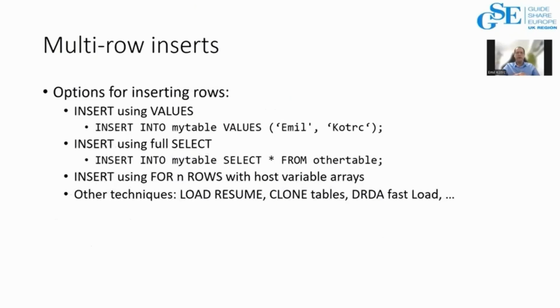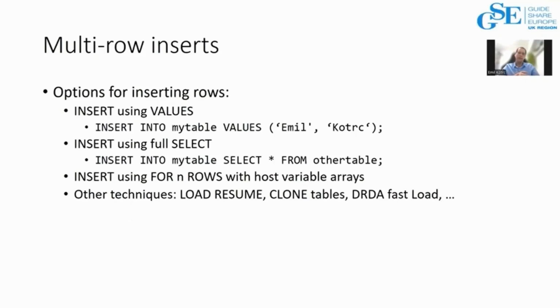So if you think about how you can insert rows into a table, you have a couple of options, right? You can just hard code INSERT INTO my table VALUES like I have here. Maybe that's what you can do in your application. You can do this dynamically, statically. You can insert from a different table or view, right? So you can insert into your table using SELECT, or you can use INSERT for n rows with host variable arrays. And that's what I will be focusing on. It's really the multi-row inserts using host variable arrays.